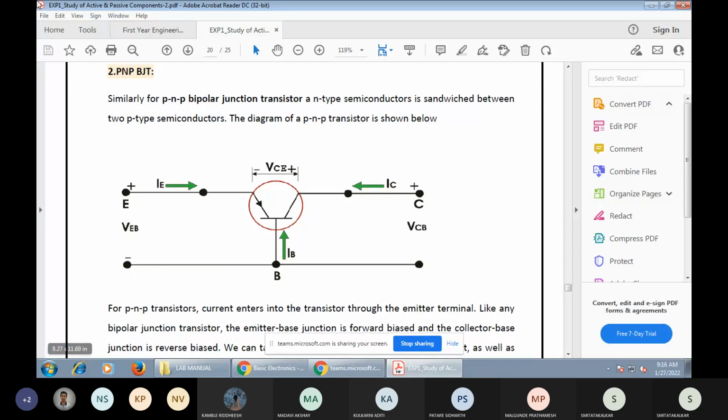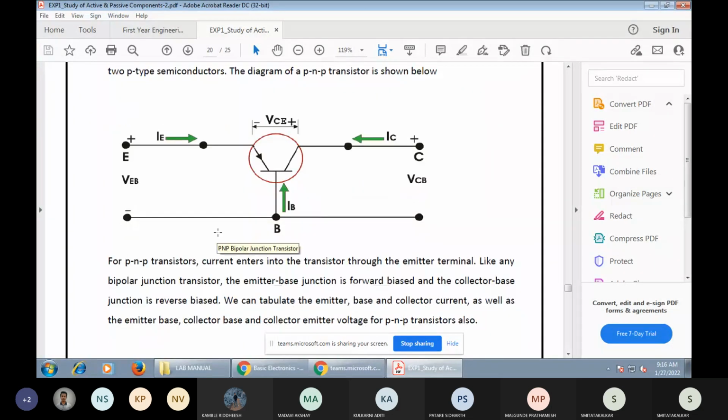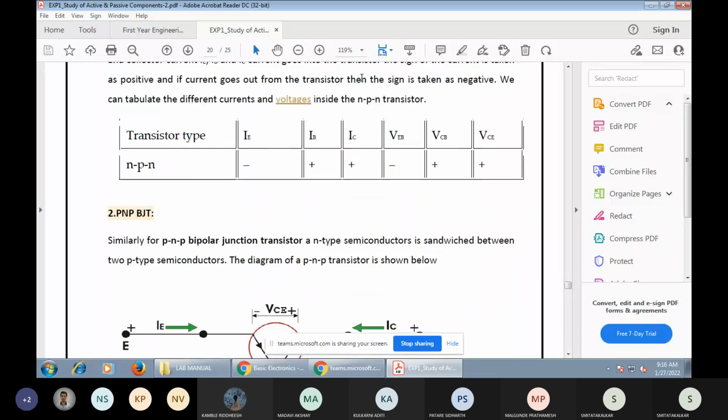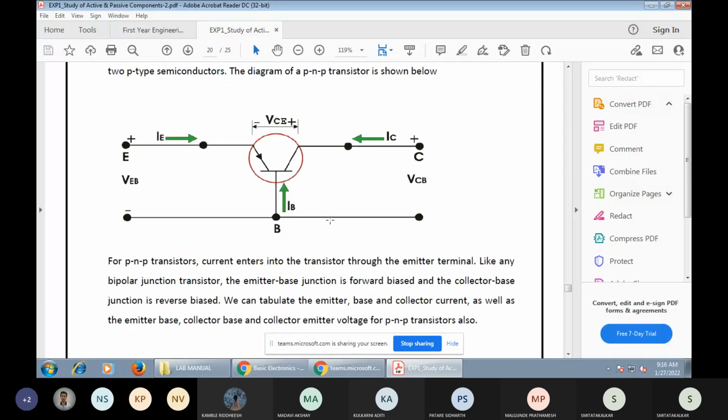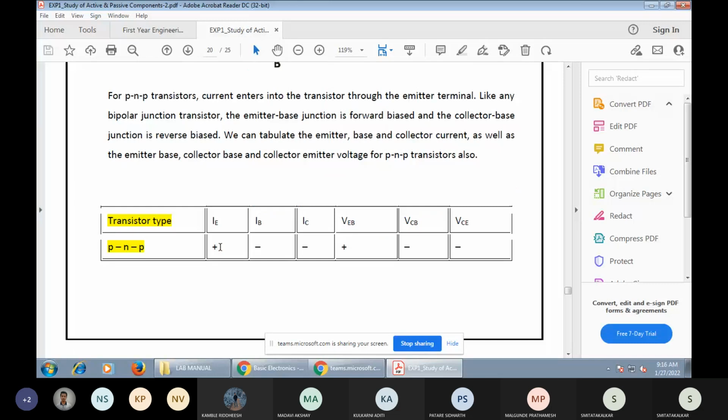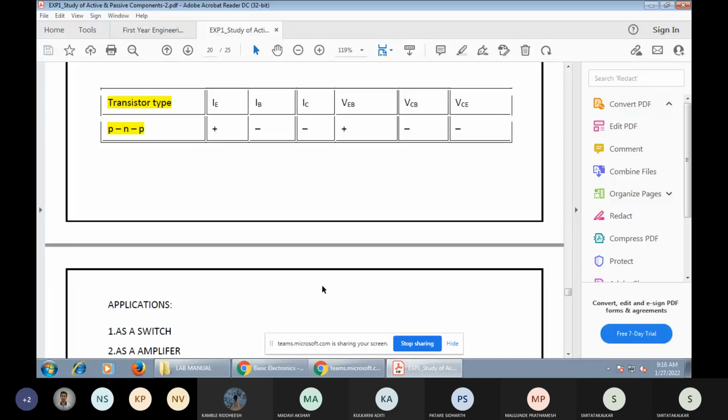Here is the difference from PNP. In a PNP, the majority carriers are holes, and in an NPN, the majority carriers are electrons. Electrons are the majority carriers in the doping process in silicon material. That's why here IE is positive, IB and IC are negatively charged, and you can find the other voltages for the PNP transistor.